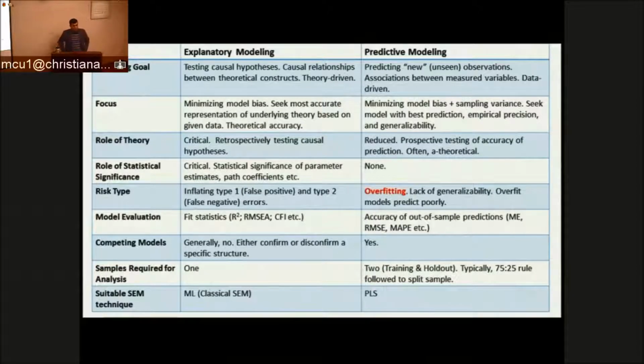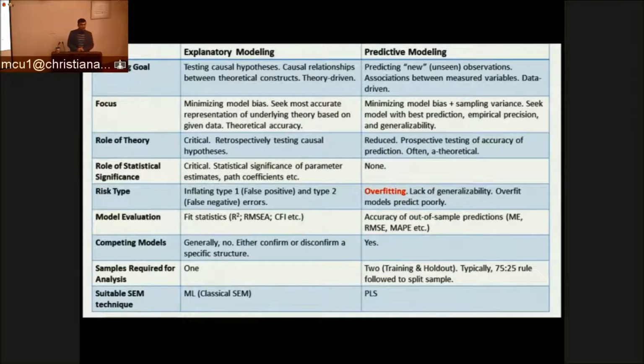In terms of model evaluation, in explanatory modeling, you're really looking at fit statistics. So R squared is one measure. It's just the explanation of variance, how much variance has been explained in your data, or the other fit indices from SEM, such as RMSEA and CFI. Okay. In predictive modeling, you're really looking only at the accuracy of the model in making out-of-sample predictions. So you're looking at mean errors and root mean squared errors. So the metrics differ between these two techniques.